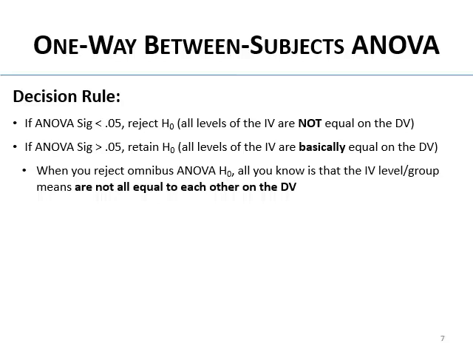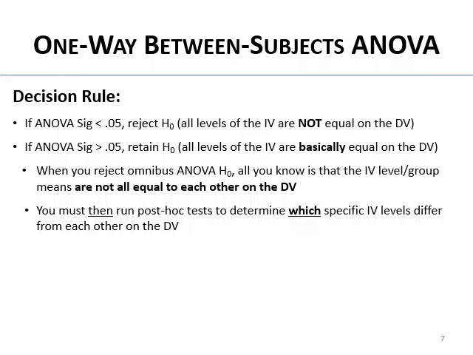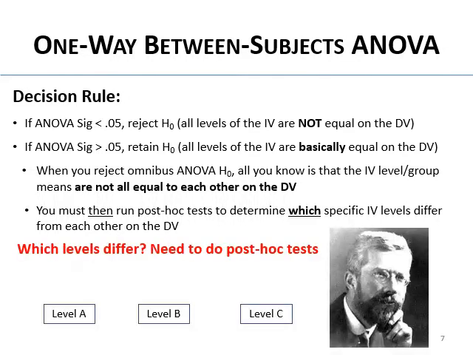So when you reject the omnibus ANOVA null hypothesis, all you know is, okay, the level or group means are not all equal to each other on the DV, but you don't know who differs from who. So in order to find out exactly which levels differ from which levels, you have to do a follow-up test called a post-hoc test to determine which specific IV levels differ from each other on the DV. So post-hoc tests, for example, and that's a guy named Tukey we'll talk about in a sec, will tell you whether A differs from B, whether A differs from C, and whether B differs from C. So it's going to do all of these pairwise comparisons and tell you, now that you've rejected the null, you know there's at least one of these things is a difference. Could be all of them, could be two of them. It's going to tell you exactly where those differences are.